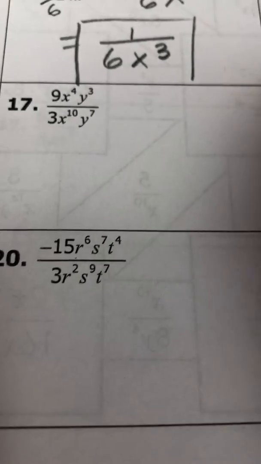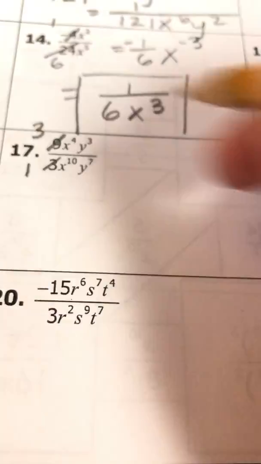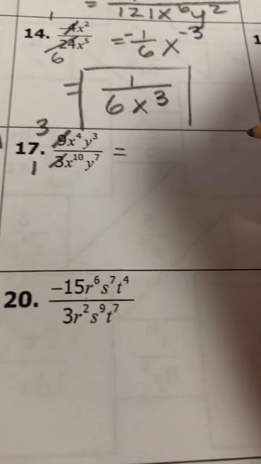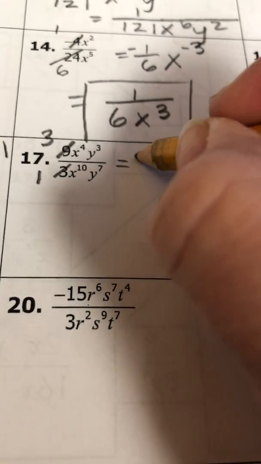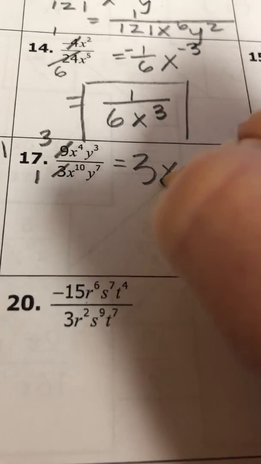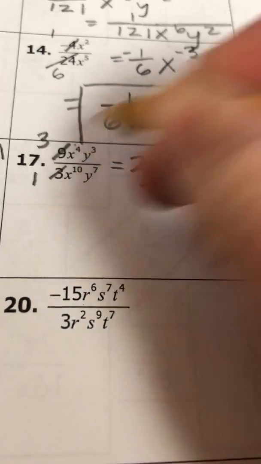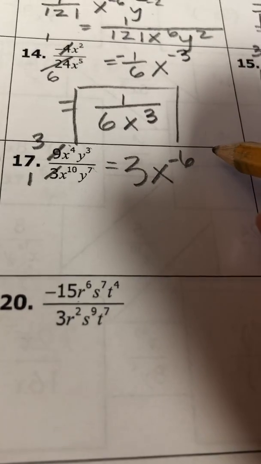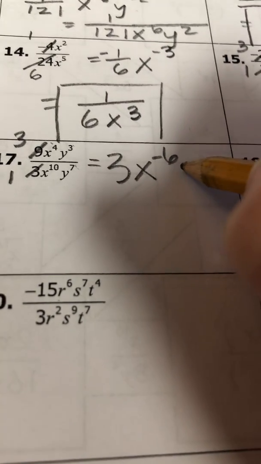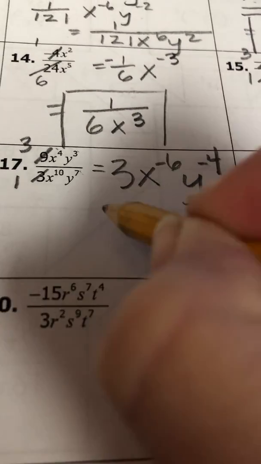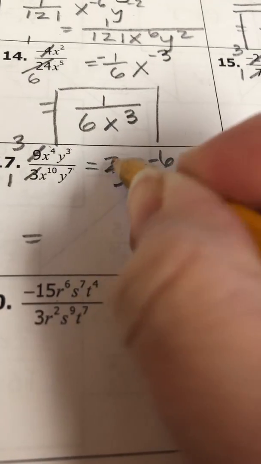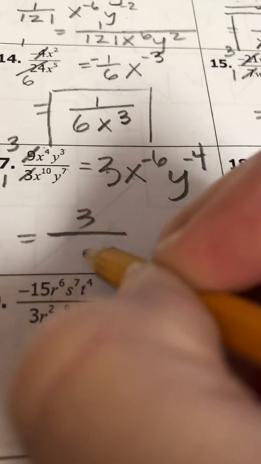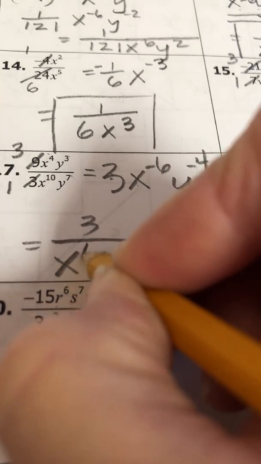Number 17. Oh, good. It's pretty neat, too. So 9 divided by 3 is 3. 3 divided by 3 is 1. And let's see, I'm going to end up with 3. x to the negative 6, because I'm subtracting 10 from 4. I'm subtracting the y exponent, 7, from 3. So that's going to be y to the negative 4. That's going to equal, so that's the value that I want on top. And I'm going to bring everything else down.